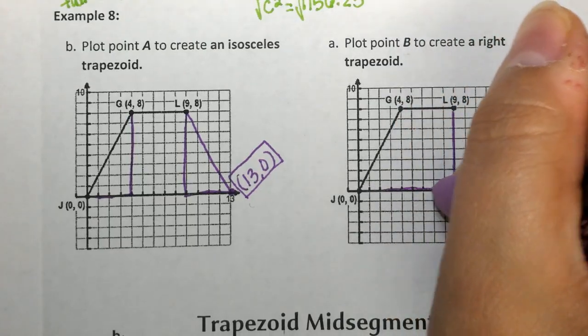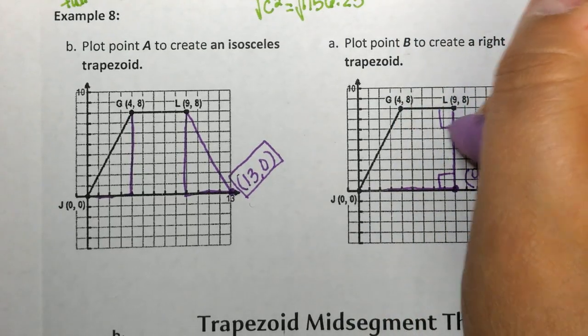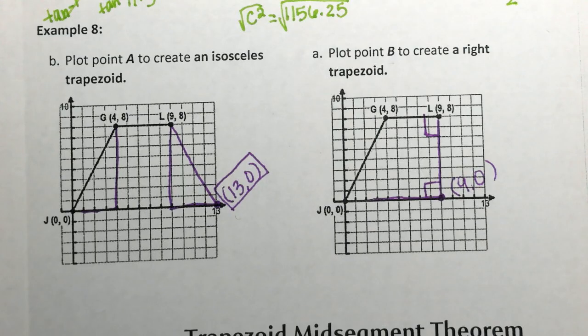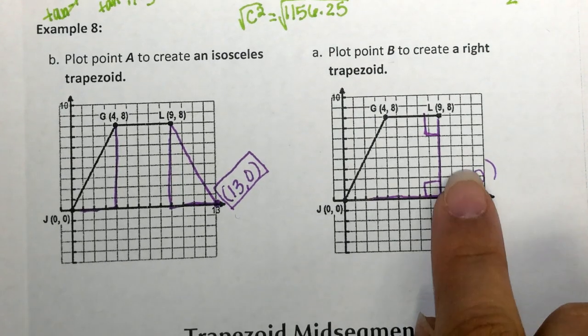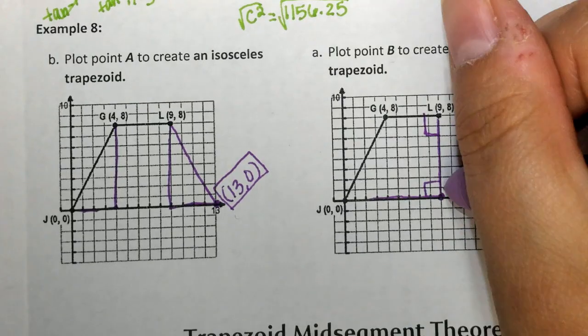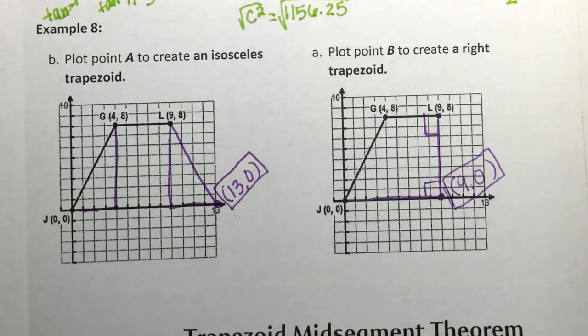Why do we have it stacked on top of each other? What? Why do we have it stacked? No, it's not stacked on top of each other. Can I change this? That says 9, 0, by the way. That looks pretty stacked on top.